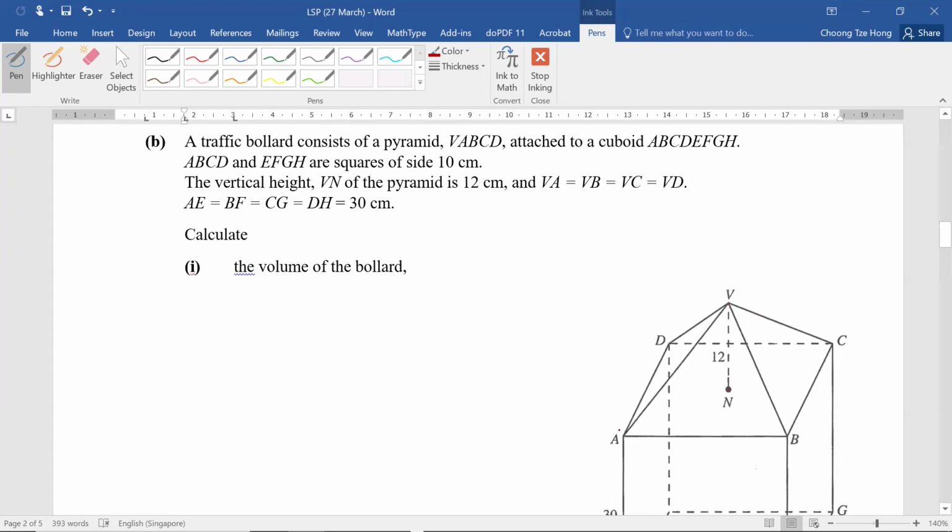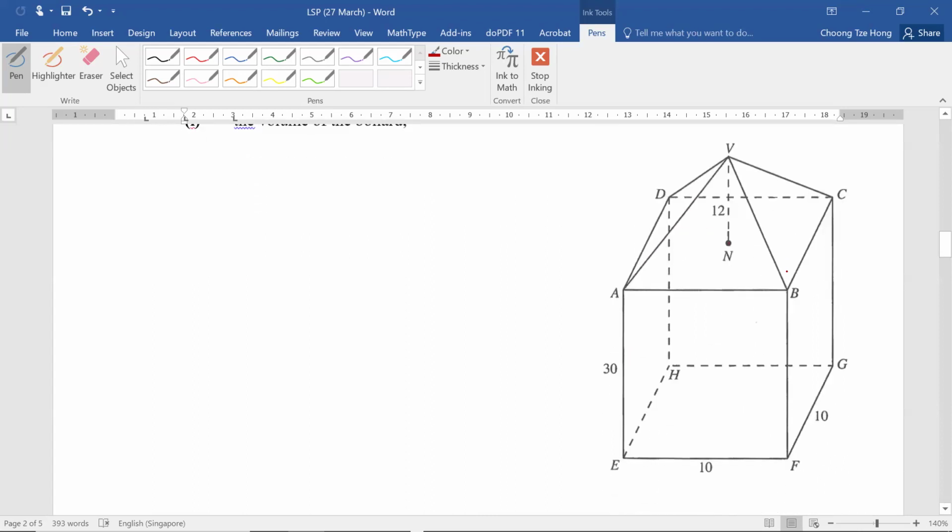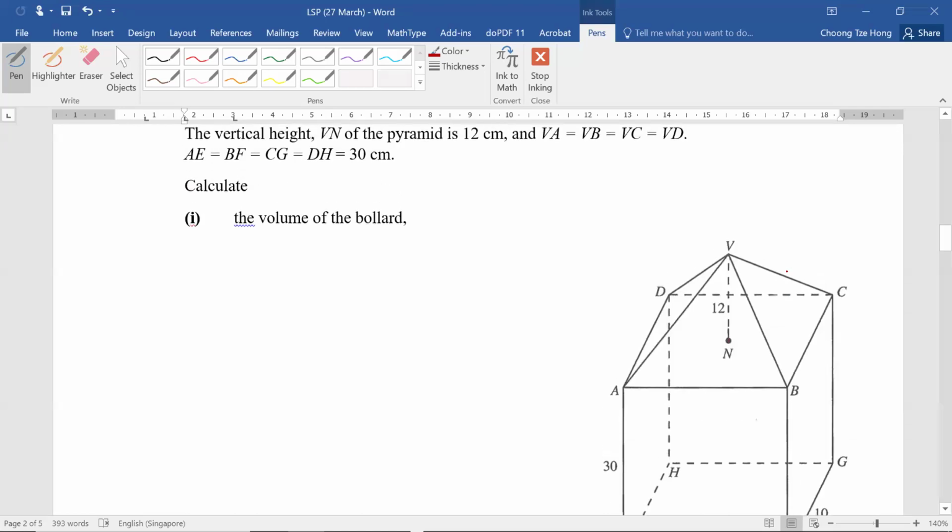Because all four slant edges, VA, VB, VC, and VD, are equal. Then AE equals BF, which means the sides of the cuboid all have the same length. So the cuboid is standing vertically upright, because all four side edges are the same length.